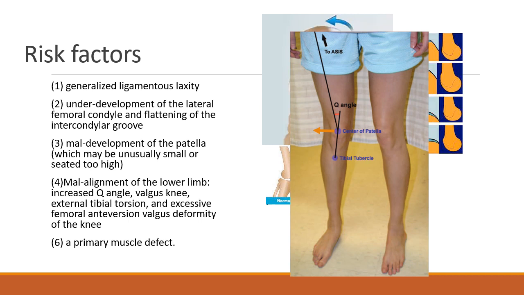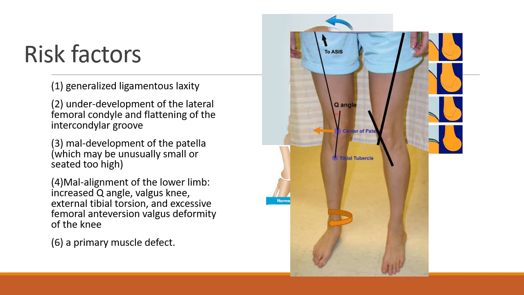Usually, this angle is around 15 degrees. An angle more than 15 degrees will increase the lateral pull of the patella and cause a patellar dislocation. Now, anything that might increase this Q angle will predispose the patient to patellar dislocation. This includes a valgus knee. A valgus knee will increase the Q angle and increase the pull on the patella laterally, causing a patellar dislocation.